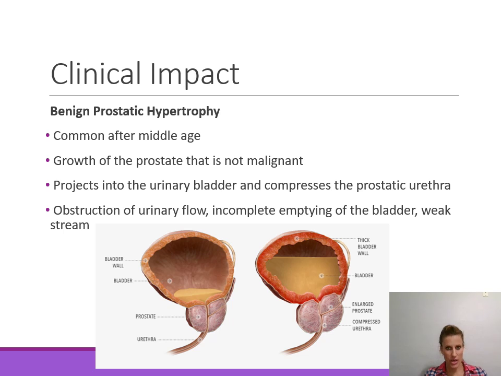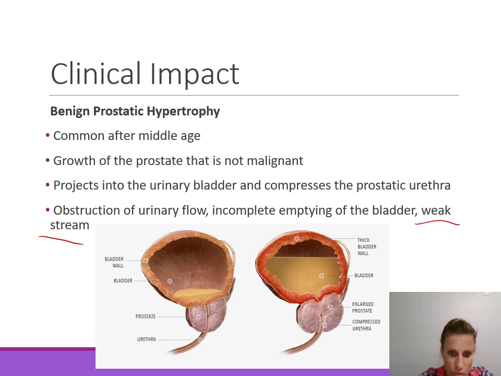When the prostate overgrows or is hypertrophic, it can project into the urinary bladder and can compress the prostatic urethra. This obstructs urinary flow and results in weak stream and difficulty emptying the bladder, so typically an incomplete emptying of the bladder. And this causes urinary frequency, so having to empty the bladder constantly and having that urge constantly because it never quite empties all the way, and then having difficulty actually emptying the bladder as well.